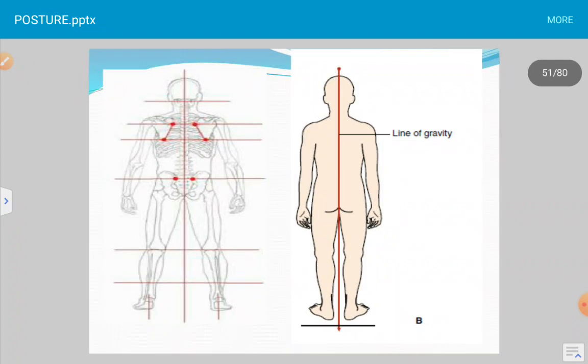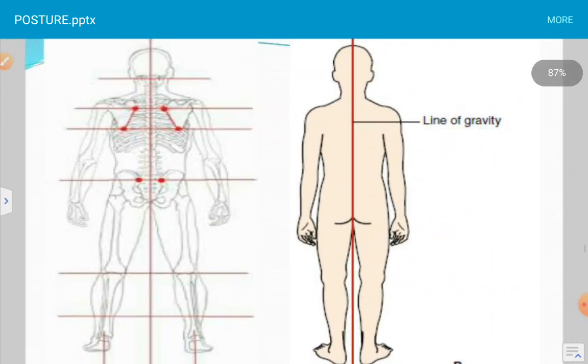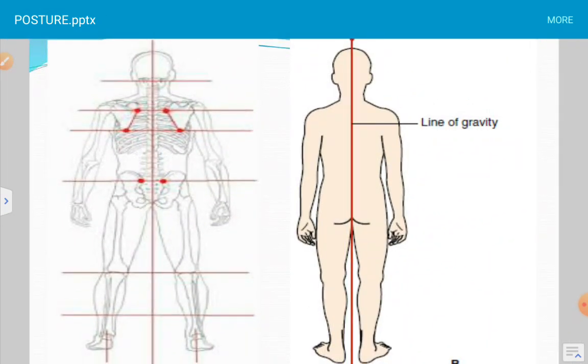Okay, in this picture, in the first picture, the inferior angle of the scapula should always be equidistant from the midline of gravity and parallel. Okay, here in the pelvis region, the two markings, that is the posterior superior iliac spines, should always be equidistant from the midline of gravity and always parallel to the ground.